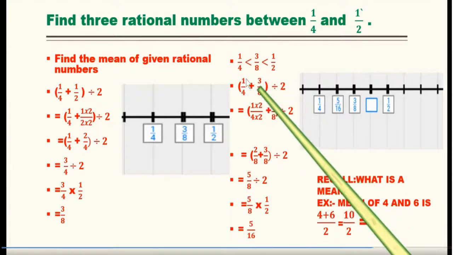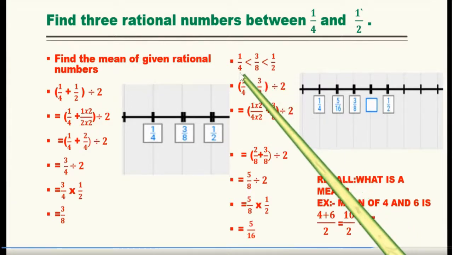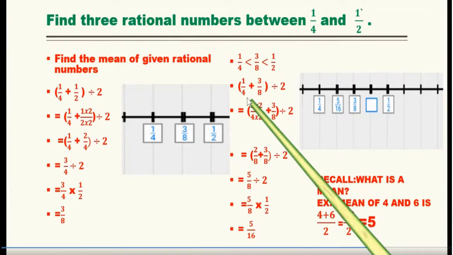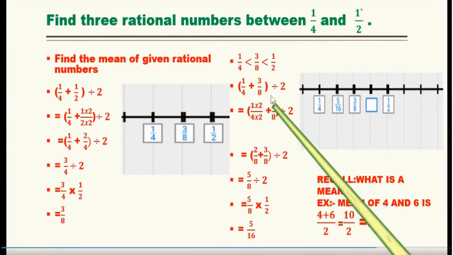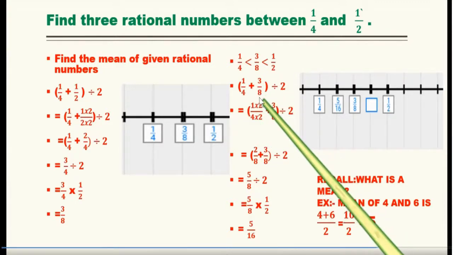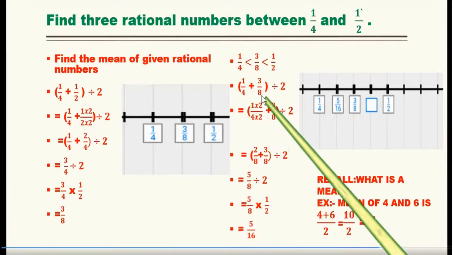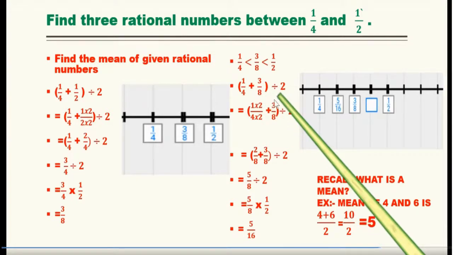Now, again we will find a rational number between 1 by 4 and 3 by 8. How can we do it? We have to again find the mean of the two rational numbers 1 by 4 and 3 by 8. How will we do it? First, we will add these two rational numbers and then divide them by 2.